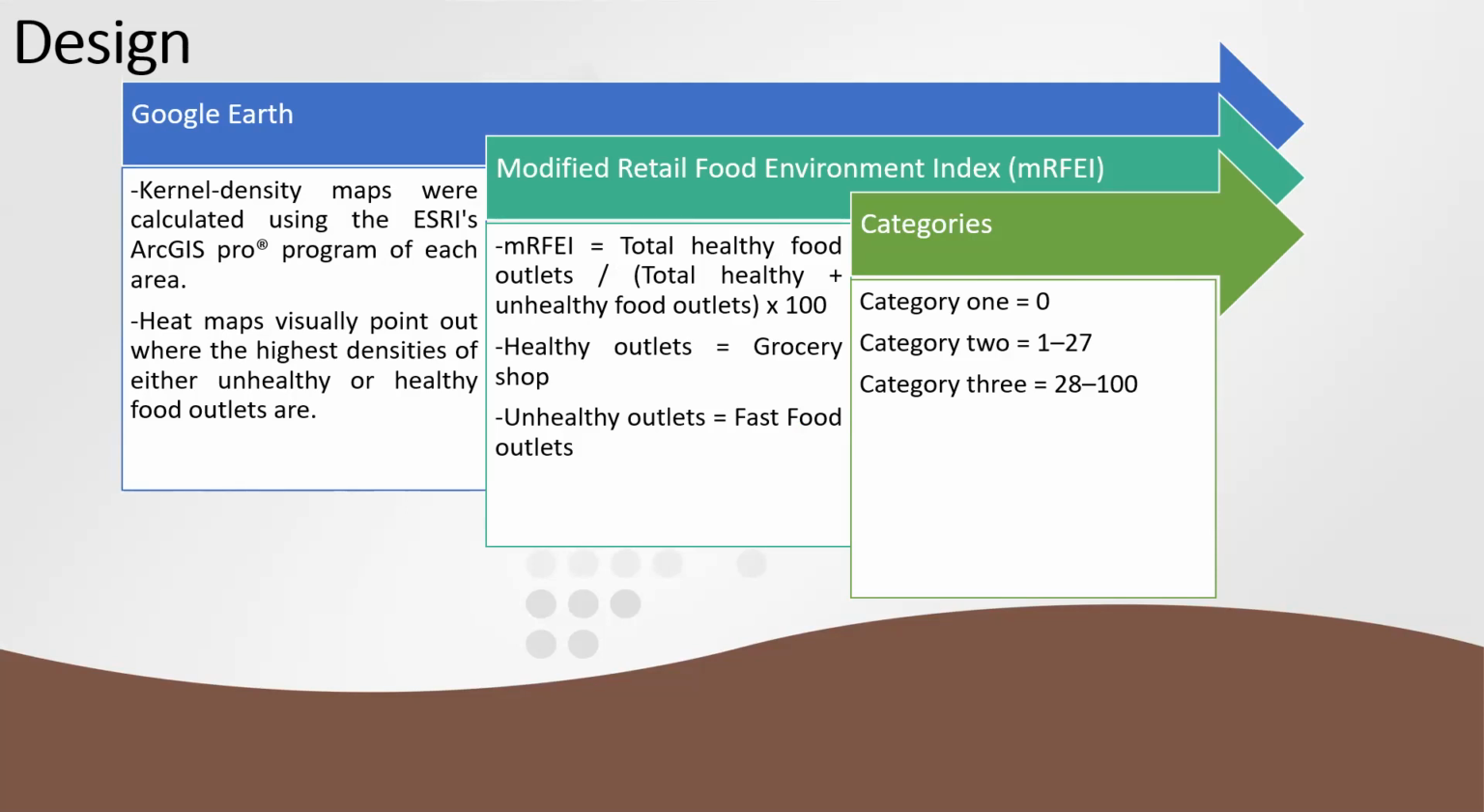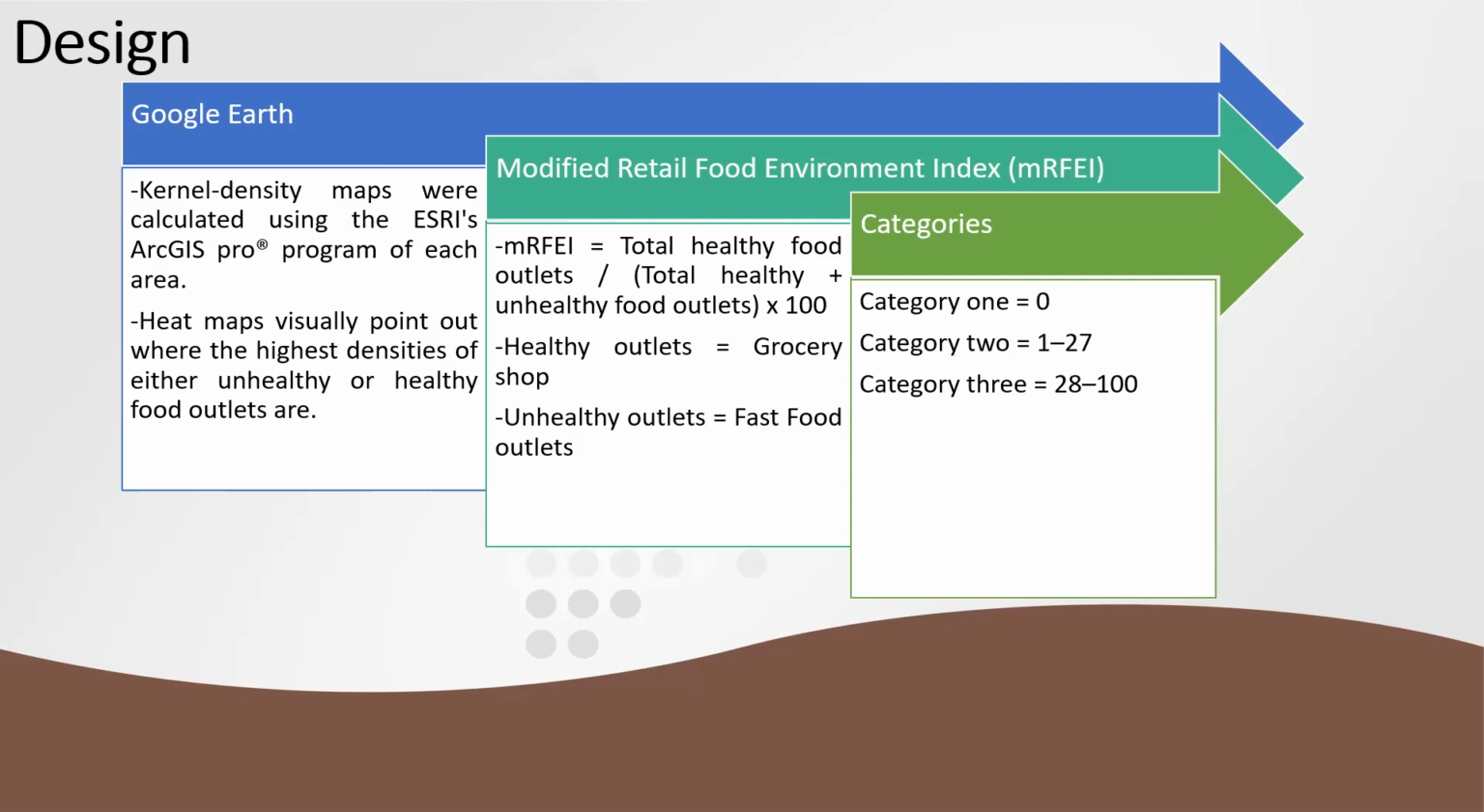The MRFEI measures the number of healthy formal food outlets out of the total number of outlets. The definition of healthy and less healthy was based on the Center for Disease Control and Prevention, or CDC's, definition, which states that healthy food outlets include grocery stores and supermarkets, and less healthy outlets include fast food restaurants. From the total number of food outlets in an area considered healthy or less healthy, the MRFEI represents the percentage that are healthy.